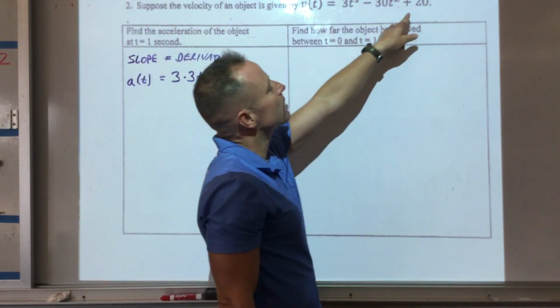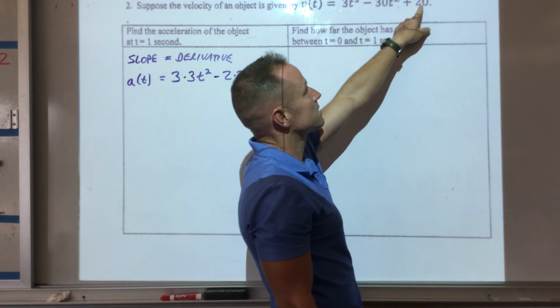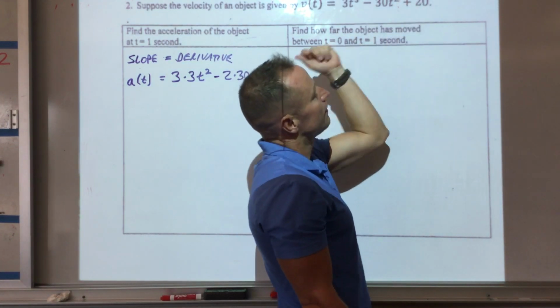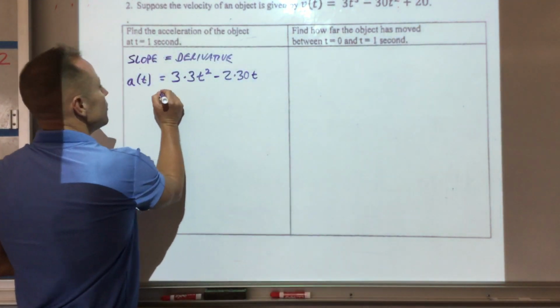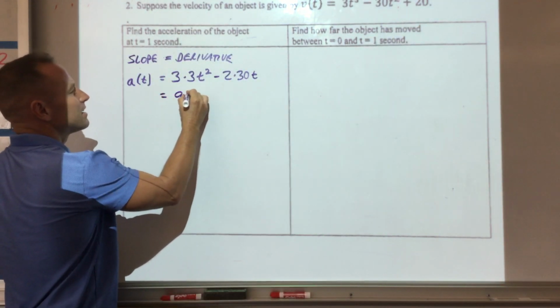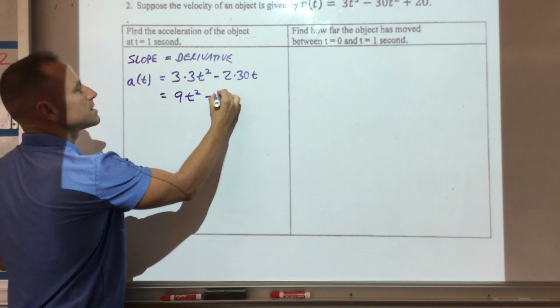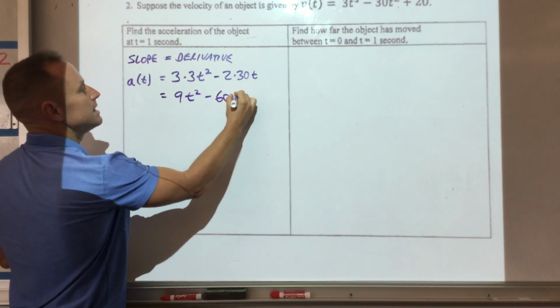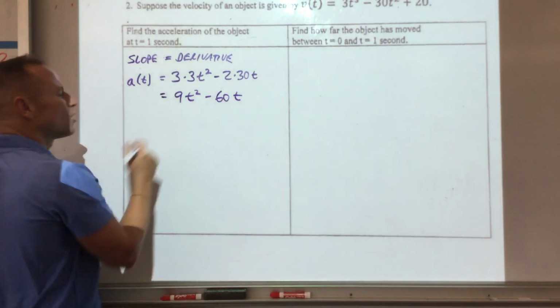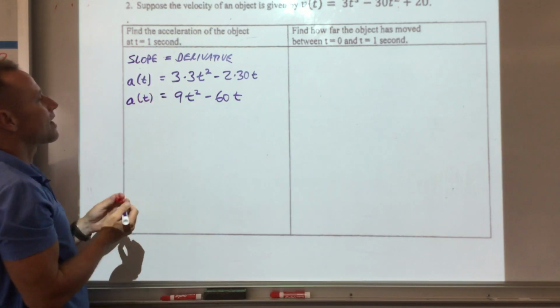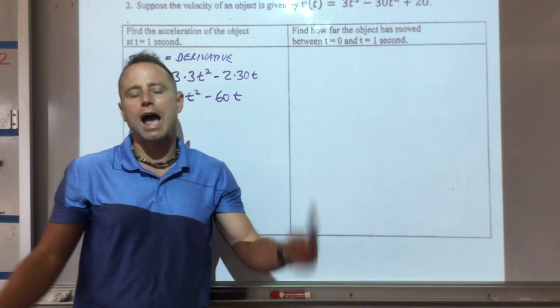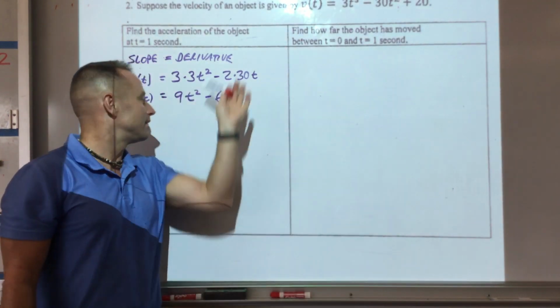And then this last term is just a constant, so it's not changing. So if you find its rate of change, it will be nothing, so it doesn't contribute. So you get 9t squared minus 60t, right? So you get this polynomial, and again, what the meaning of that polynomial is, is the acceleration at any time that you would happen to care about, at all.